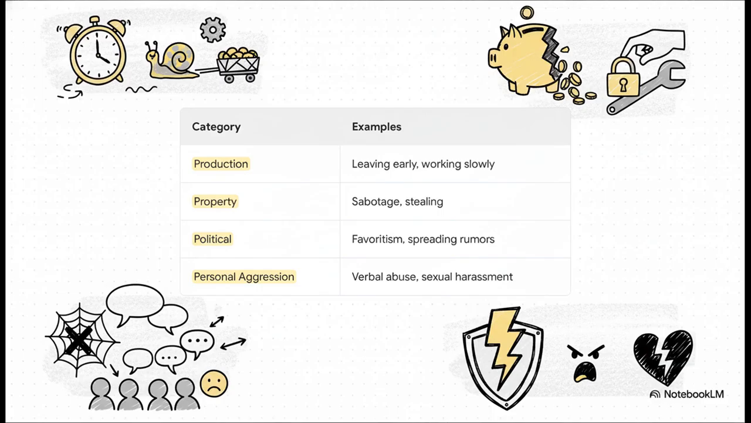You've got production deviance, like working slowly on purpose, which hurts efficiency. Property deviance is a direct attack, like theft. Political deviance, like spreading rumors, just poisons the whole culture. And personal aggression, that creates a toxic and unsafe environment for everyone. Knowing these categories helps leaders spot the specific problem and deal with it.